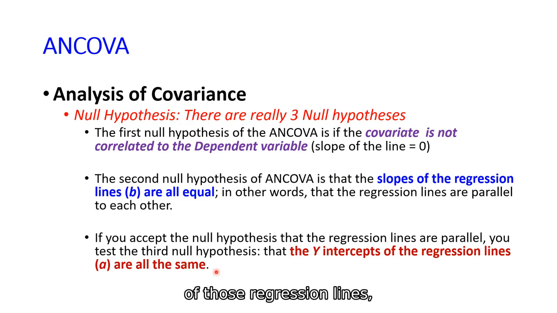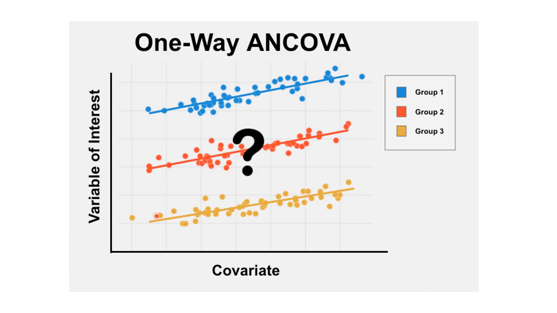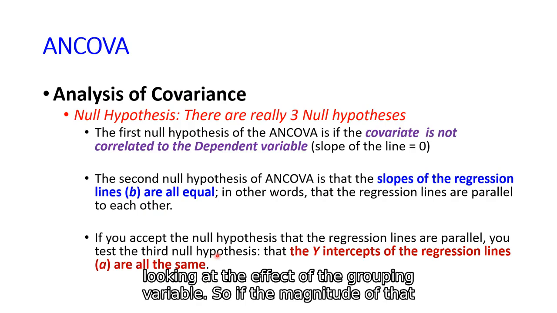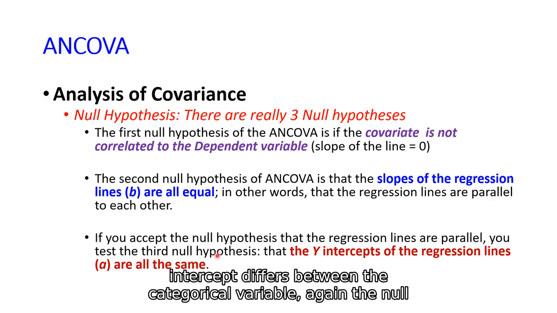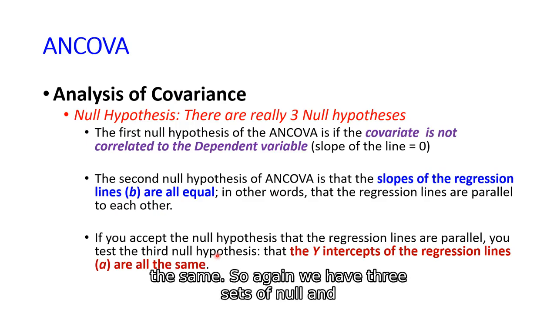And then lastly, we would test the intercepts of those regression lines, which we'll refer to as A here. So where they cross the y-axis. This is essentially looking at the effect of the grouping variable. So if the magnitude of that intercept differs between the categorical variable, again, the null hypothesis is that they're all the same. The alternative is that they are not all the same, right?